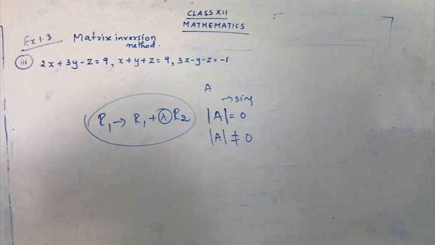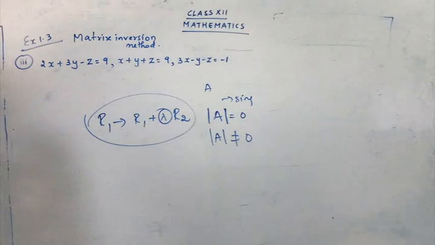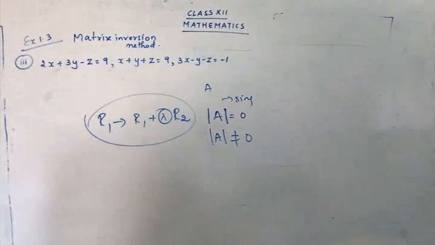2x plus 3y minus z is equal to 9. x plus y plus z is equal to 9. 3x minus y minus z is equal to minus 1. So we have taken down the question. Now let's proceed with the answer part.